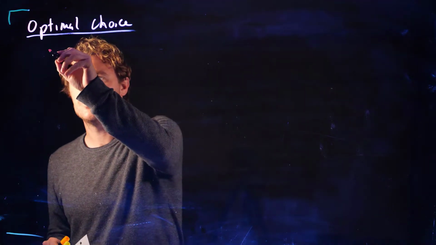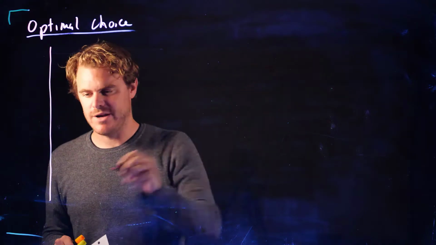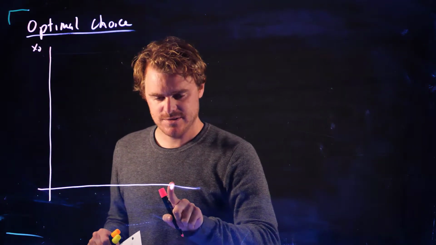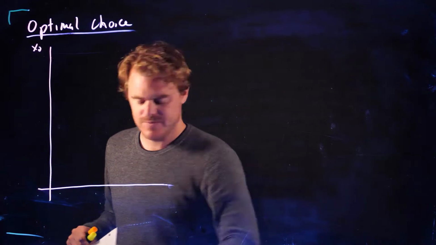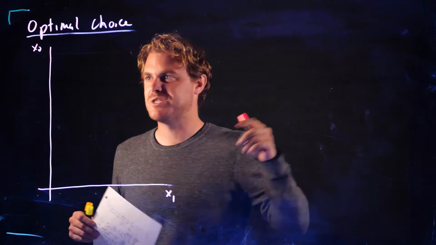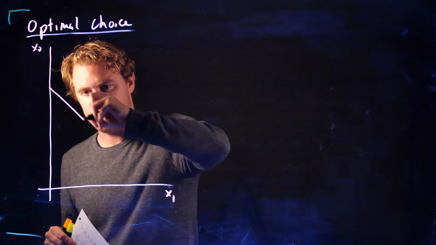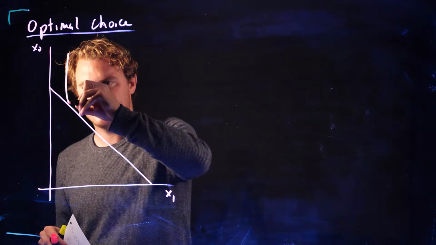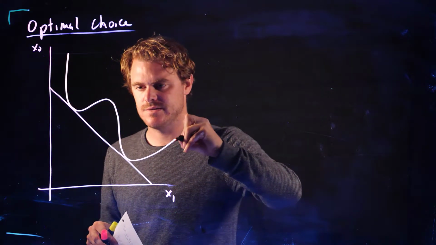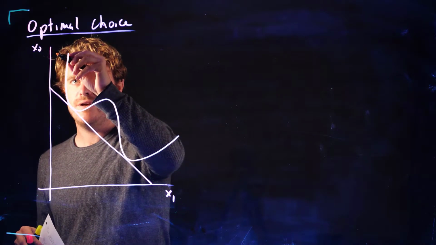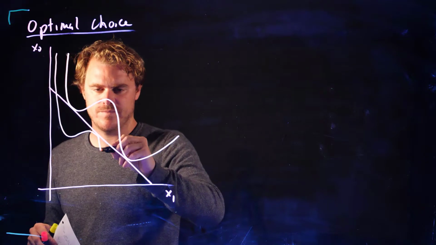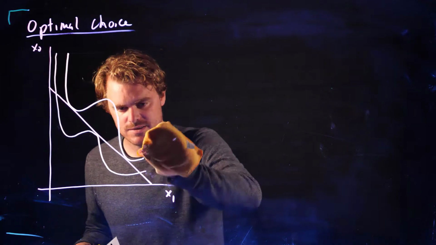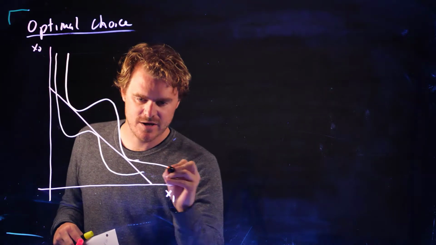So let's draw out an example, and we'll do a little bit of writing over here. Hopefully we'll have room. Amount of good 2 on the vertical axis, amount of x1 on the horizontal axis. Let's say this is our budget line here. And let's say we have preferences that look a little bit weird like this. And then we have another indifference curve that looks like that. Let's have them go off this way.